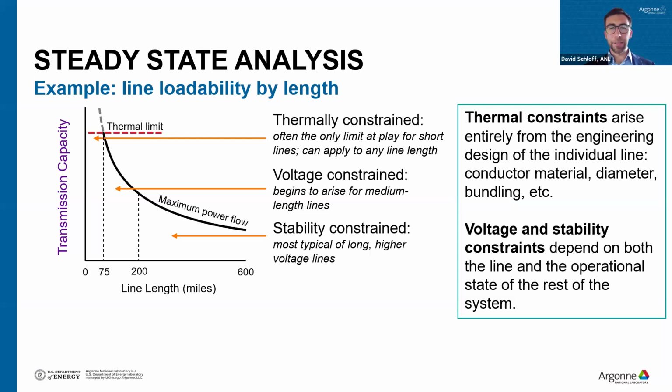At medium and longer lines, voltage constraints can be an issue. And then at the longest lines, those are typically the ones that we see stability constraints on. And those are distinct from thermal constraints because they really depend more on the operational state of the surrounding system, but also somewhat on the parameters of that line.